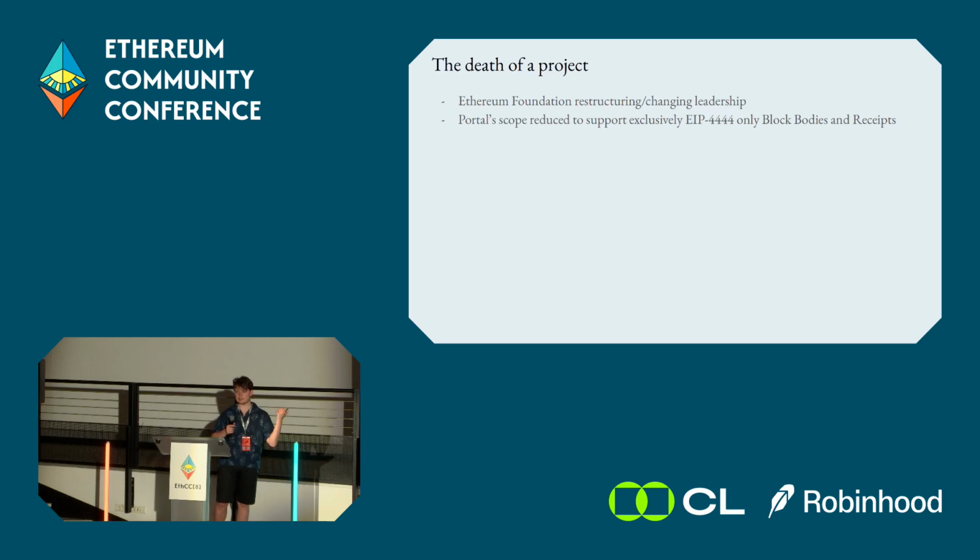Recently, what I just talked about kind of died. The Ethereum Foundation recently had a restructuring and a change in leadership. Portal's scope was greatly reduced to basically only include bodies and receipts for EIP-4444 use cases. So if you're running Geth or any other full node, you'll be able to prune history and get probably 60% of your disk space back, which is pretty nice, but a lot more limited than the original scope of having a fully provable JSON-RPC in a distributed manner.